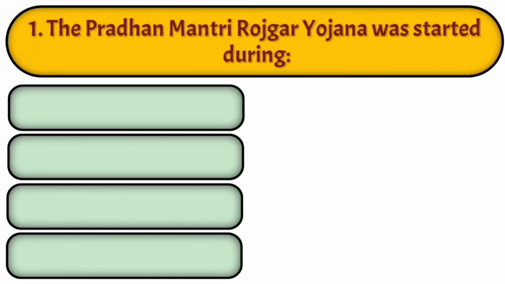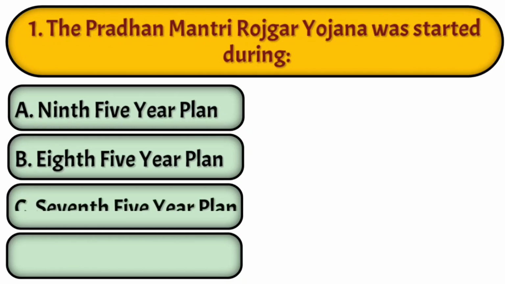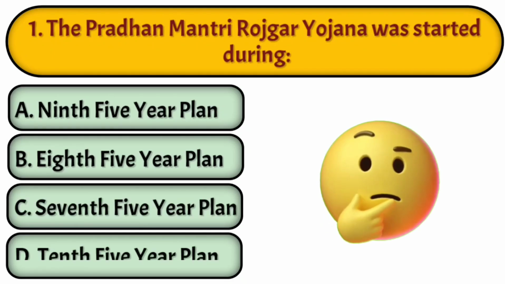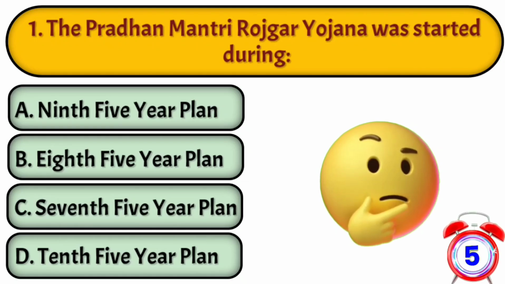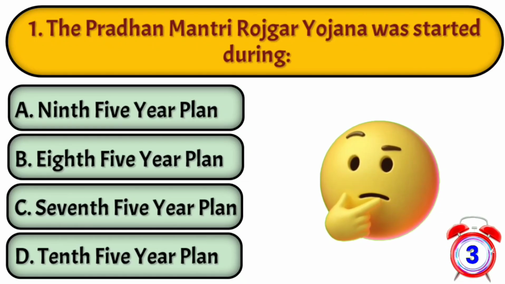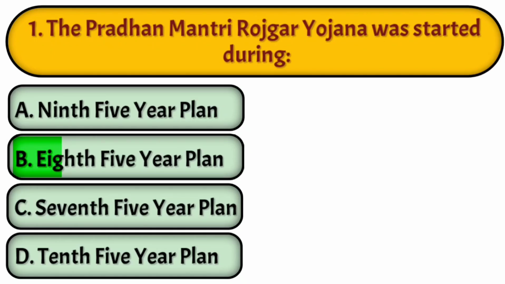Question 1. The Pradhan Mantri Rojgar Yojana was started during. Option A. 9th 5-year plan. B. 8th 5-year plan. C. 7th 5-year plan. D. 10th 5-year plan. Answer is B. 8th 5-year plan.